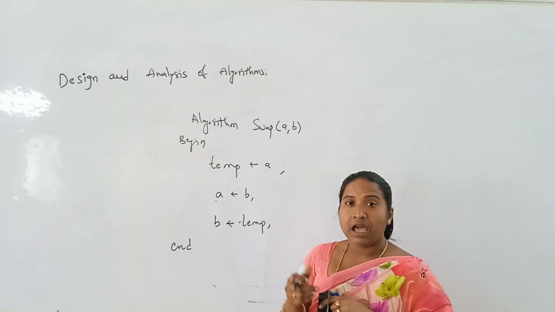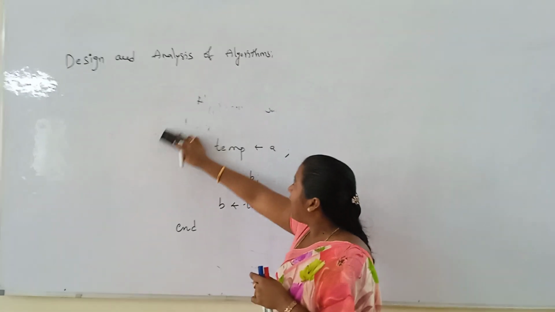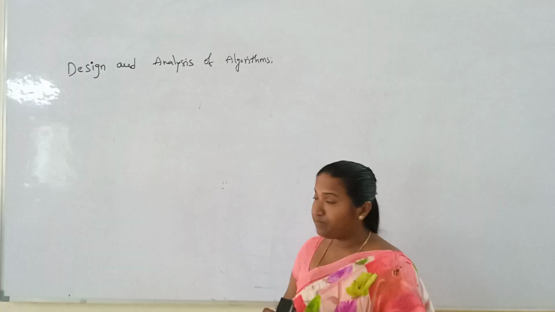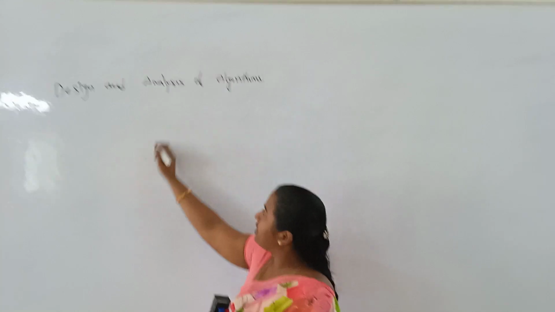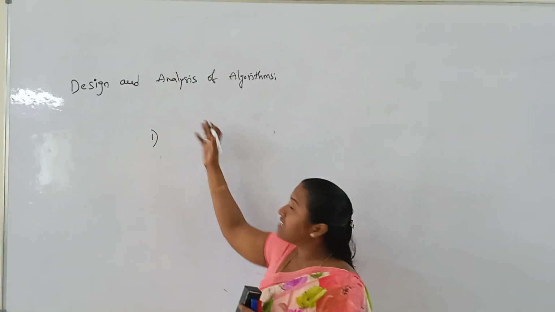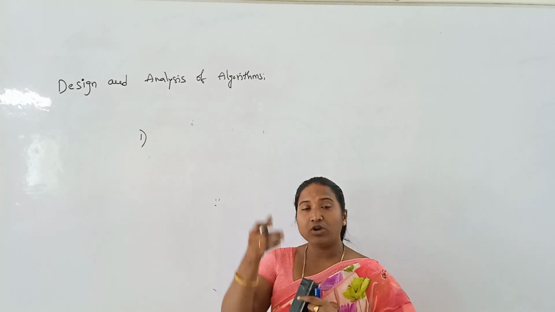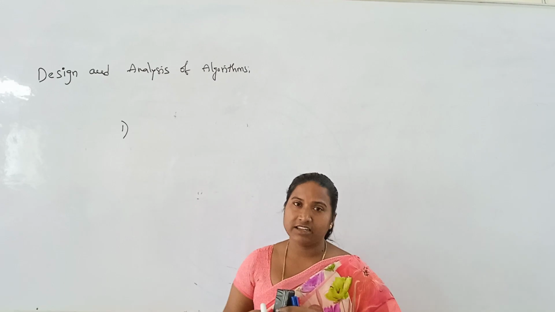Let's understand how to analyze the algorithm. There are parameters to analyze the algorithm. The one is about analysis of algorithm. How many ways can I analyze the algorithm? What are the constraints or what are the parameters? What are the measures to analyze an algorithm?